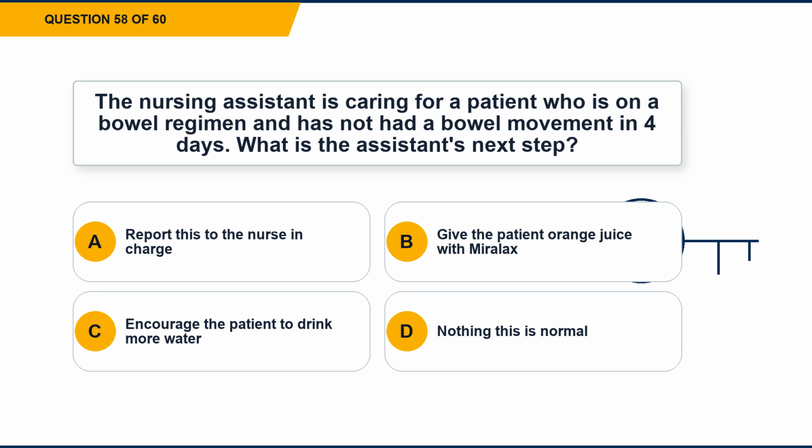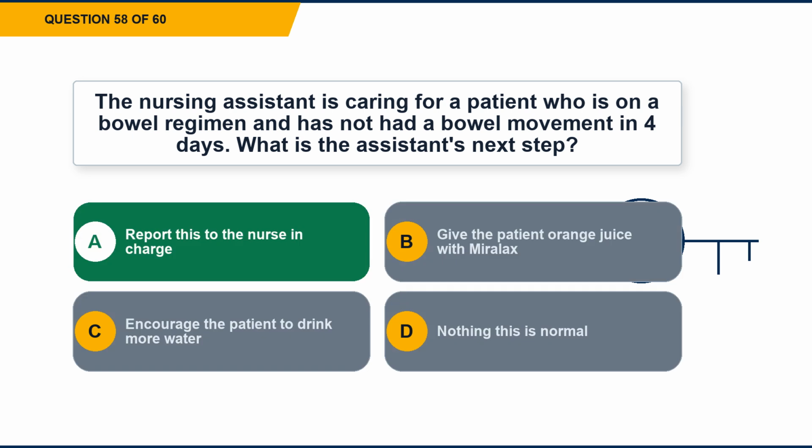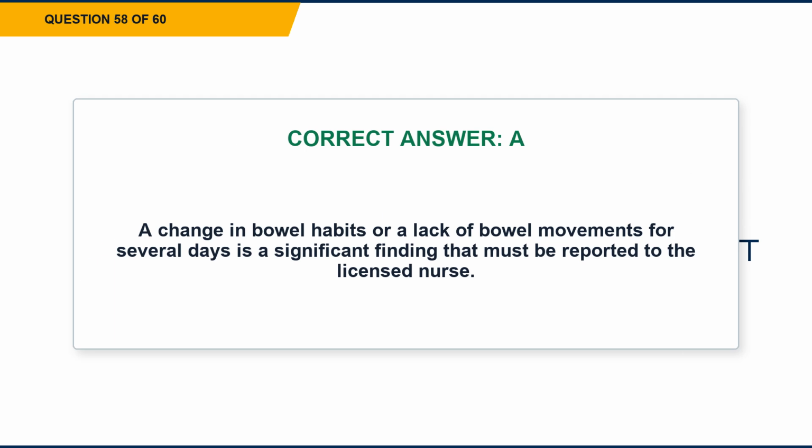Question 58. The nursing assistant is caring for a patient who is on a bowel regimen and has not had a bowel movement in 4 days. What is the assistant's next step? Option A, report this to the nurse in charge. Option B, give the patient orange juice with Miralax. Option C, encourage the patient to drink more water. Option D, nothing, this is normal. The correct answer is option A, report this to the nurse in charge. Explanation: a change in bowel habits or a lack of bowel movements for several days is a significant finding that must be reported to the licensed nurse.